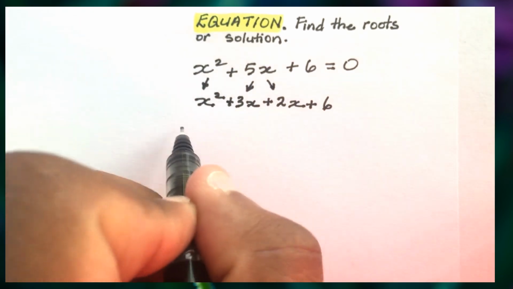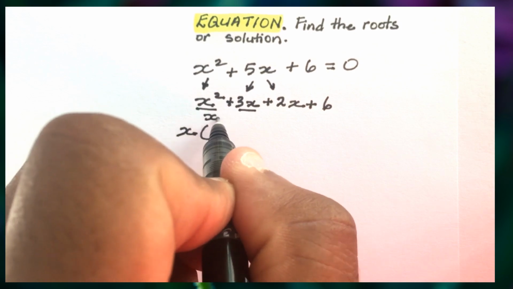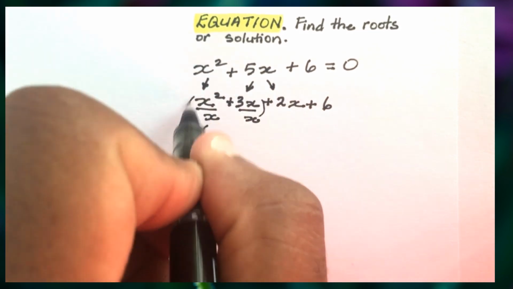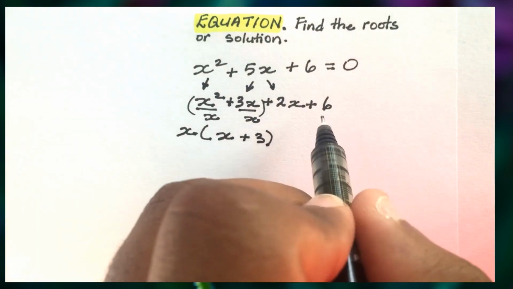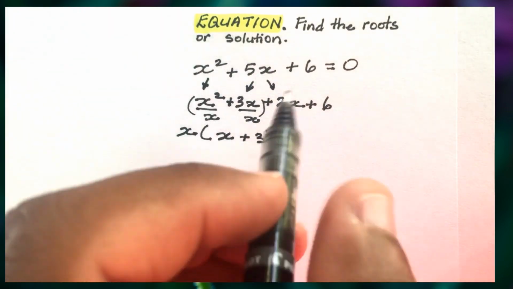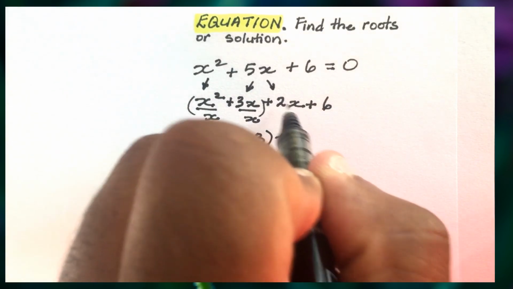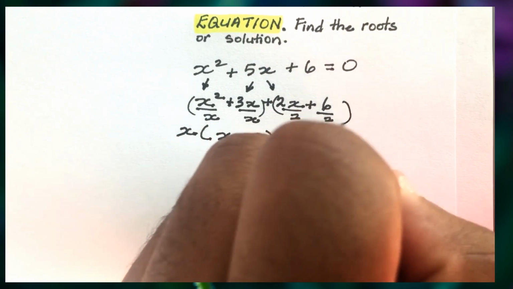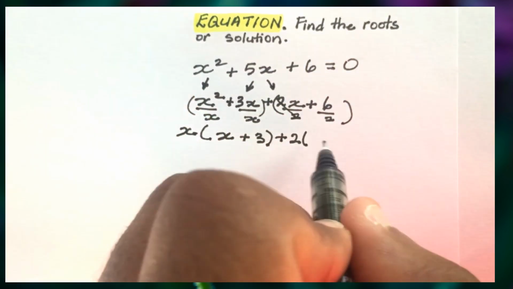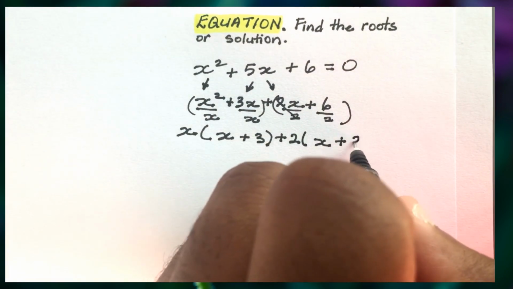So I know that x is common here. So I'm going to divide these by x. So I'm going to get x here plus 3. And I know that 2 is common here, so I'm going to factor out that 2. So I'm going to divide both of these terms by 2. All right, so these cancel, leaving me with just x. And 2 into 6 goes 3.